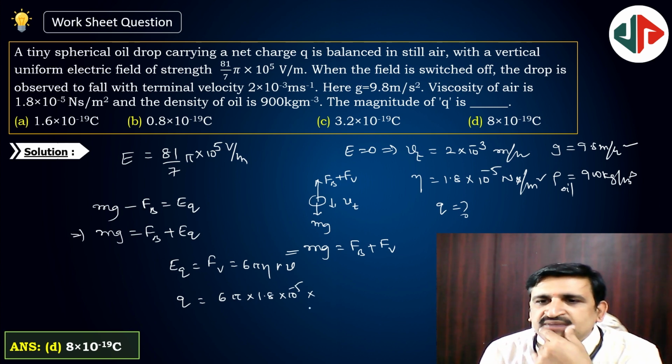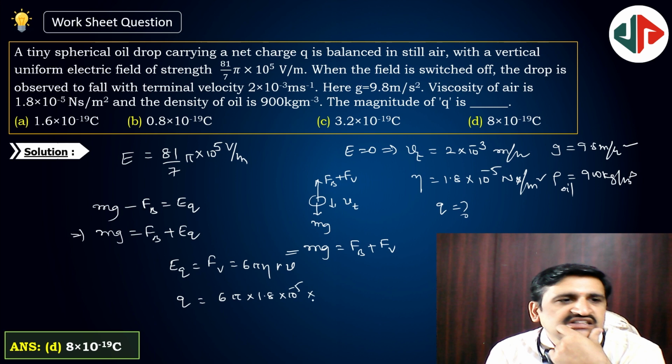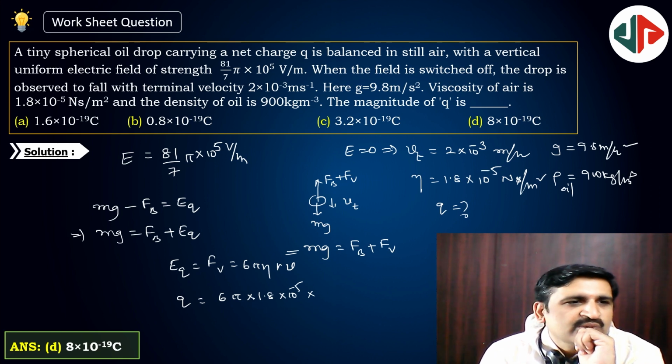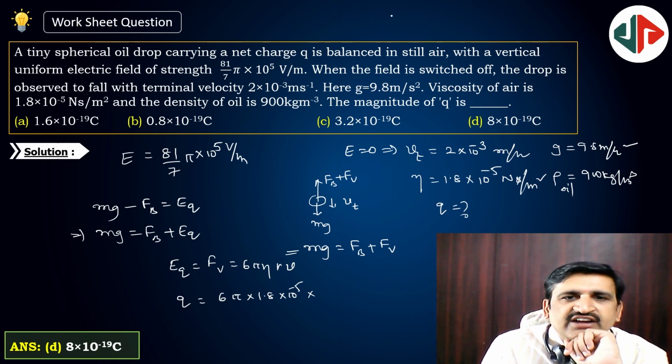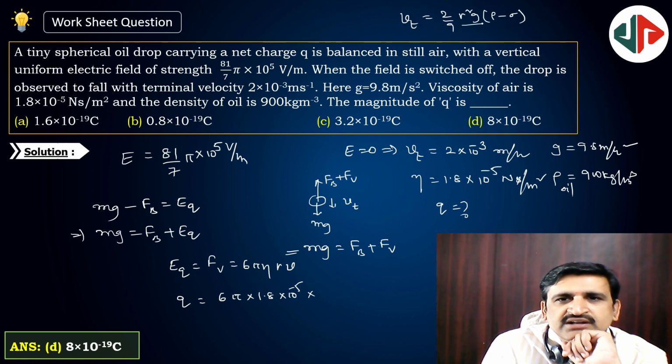Radius is not given. Mass is given. From terminal velocity you have to bring it out, otherwise we can't. So net charge Q, and the field is switched off. The drop is falling with terminal velocity, with viscosity, density and magnitude given. So from terminal velocity Vt, we have Vt equal to 2 by 9 R square g into (rho minus sigma) by eta.